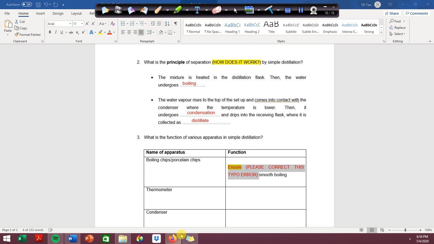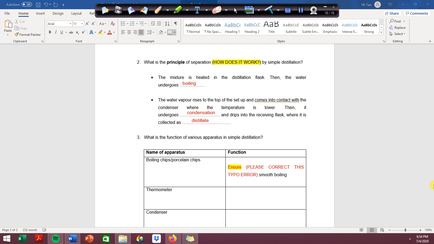Okay, so before we move on, can you please correct this typo error? I typed enable, but it should be ensure smooth boiling. So to repeat again, the boiling chips or the porcelain chips ensure smooth boiling.